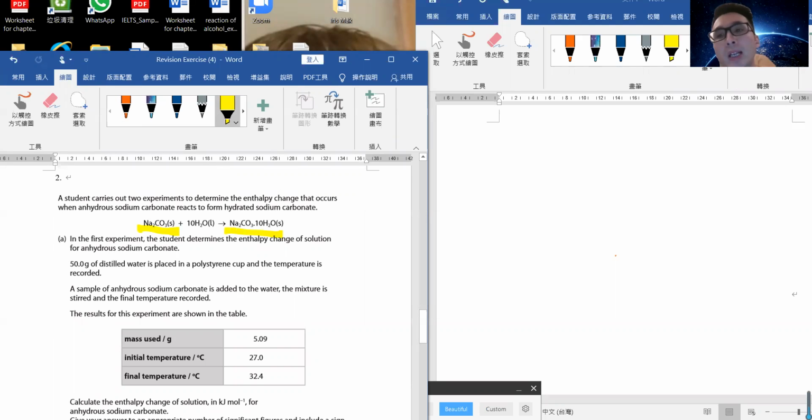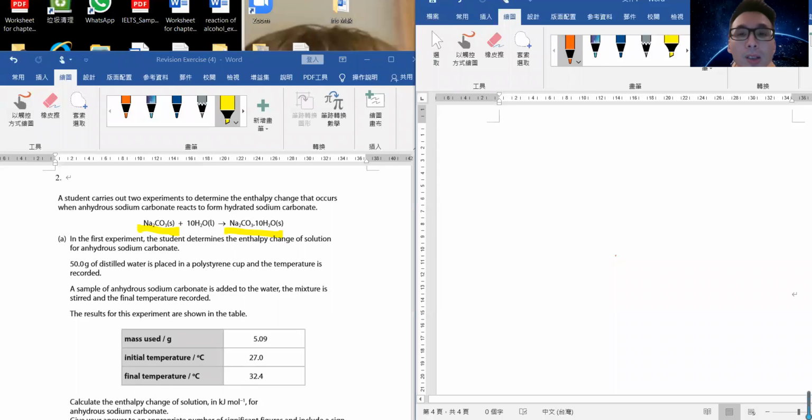But of course, we know that in the laboratory, it is impossible for us to do this experiment, because you cannot measure the enthalpy change by inserting 10 water molecules into an ionic compound to form the hydrated salt from the anhydrous one. However, we learned Hess's law, right? So that's why we can do it.